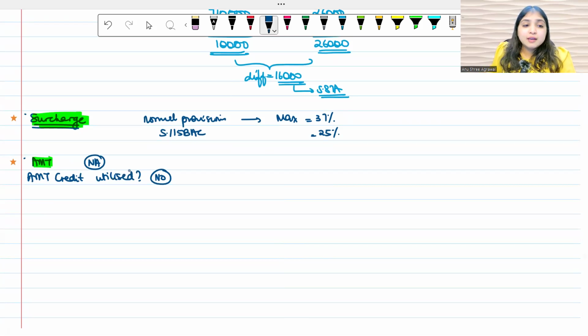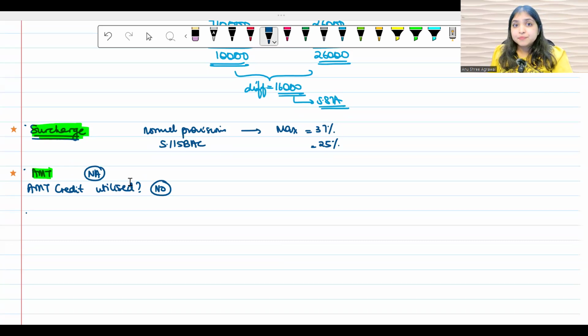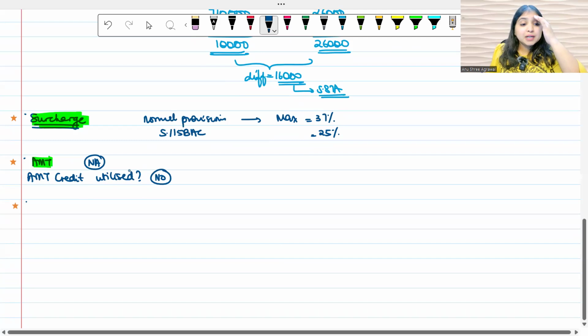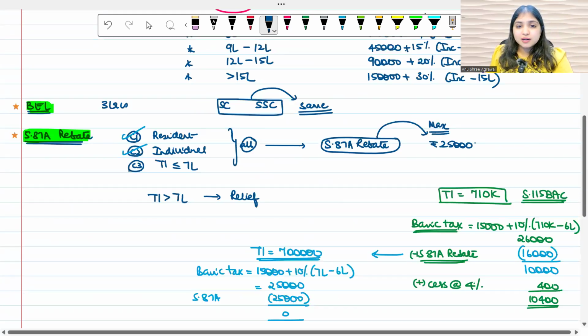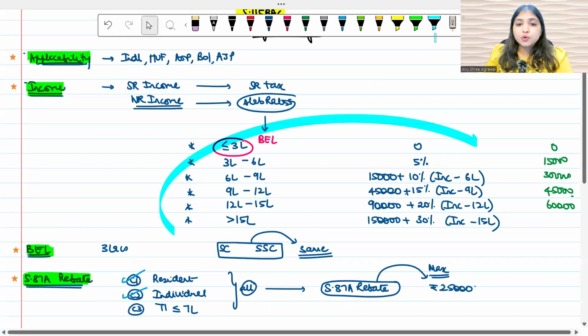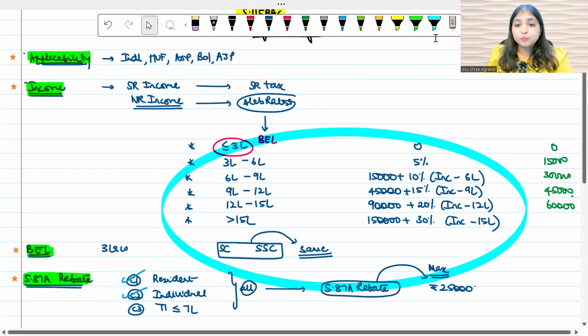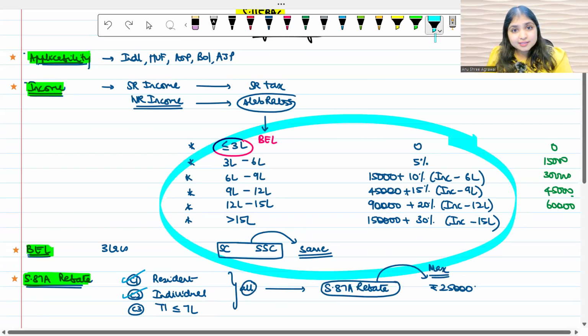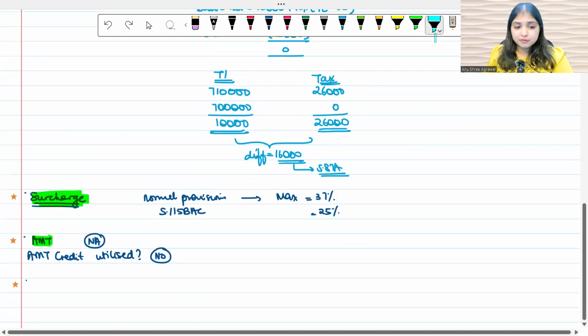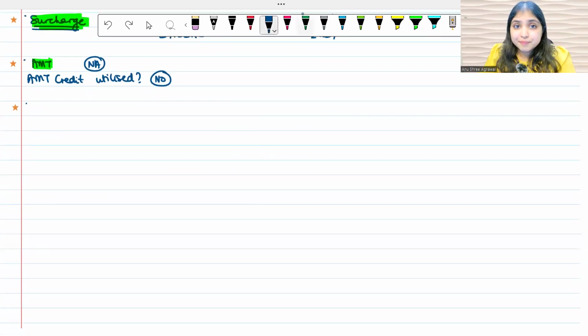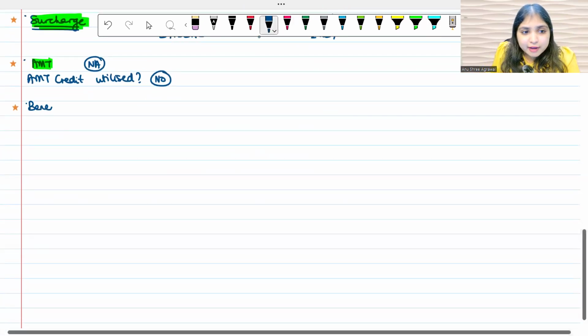All right. Then coming to the next point, under 115 BAC, there are many benefits which you will have to give up. There are multiple benefits which you have to give up because under 115 BAC, we are giving you comparatively lower tax rates. So if you want to enjoy these lower tax rates, then you have to give up some benefits. So what are the benefits that your assessee will have to give up?